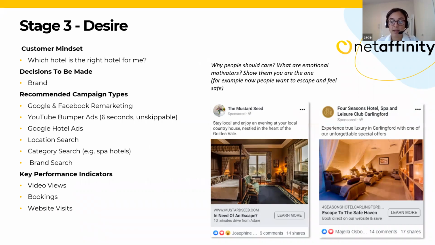Recommended campaign types for us would be Google and Facebook remarketing. Sorry, there's no platform combining Google and Facebook, not yet. YouTube bumper ads, Google hotel ads, location search, category search, and brand search are new additional campaigns to support this stage of the funnel. So if your hotel has spa facilities, wedding facilities, or corporate facilities, we would recommend you bid on a search term that would increase your chances of being more attractive and gain exposure on Google or Facebook. Key performance indicators would be video views, bookings, and website visits.